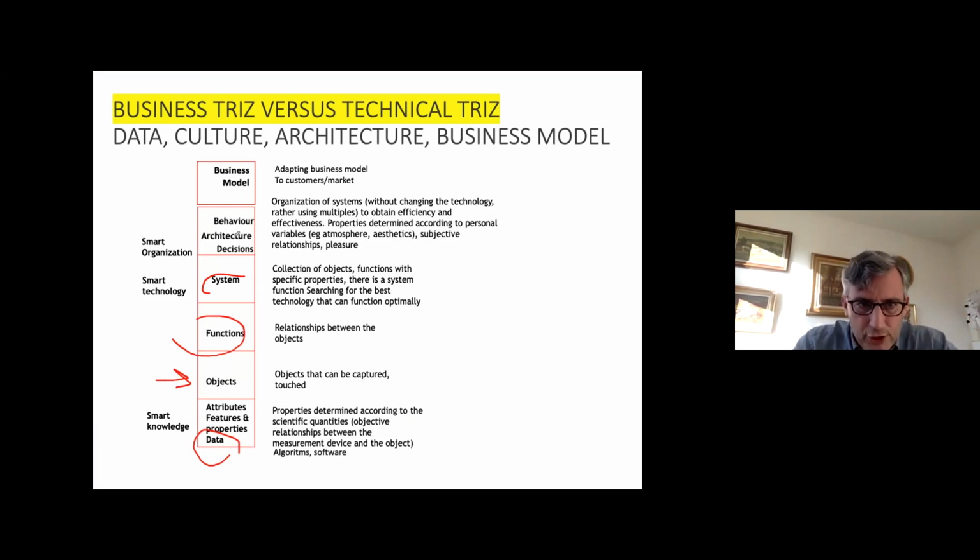And an architecture, which would be like an organizational company or how they are organized, will depend on systems, functions, objects, attributes, but also people. And decisions will be made based on functions and data. And then a bigger level could be business models, where you try to adapt as well as possible to your market. So marketing could be here.